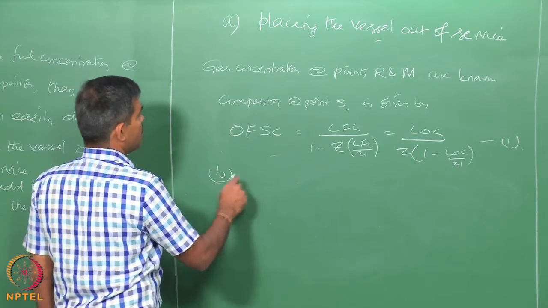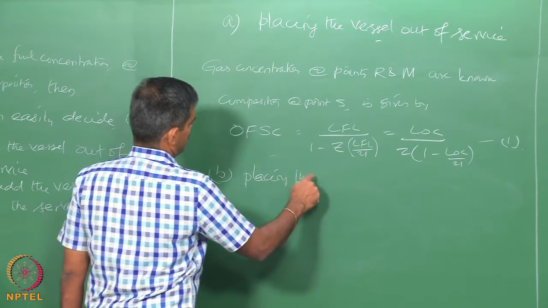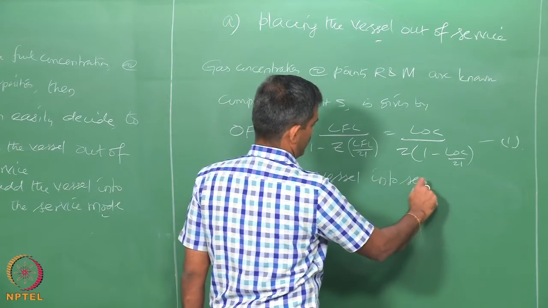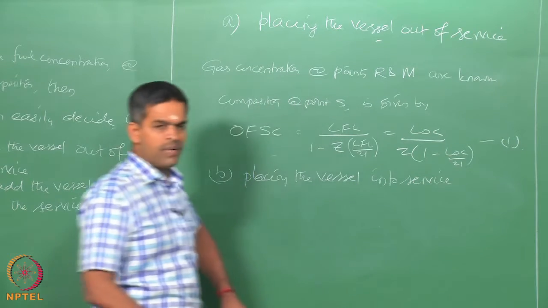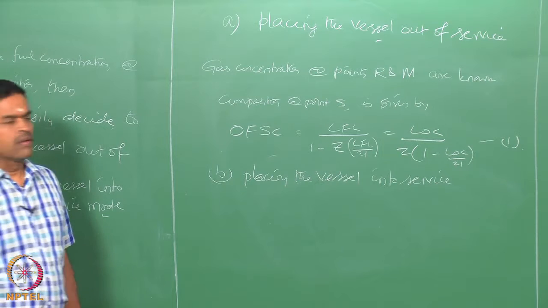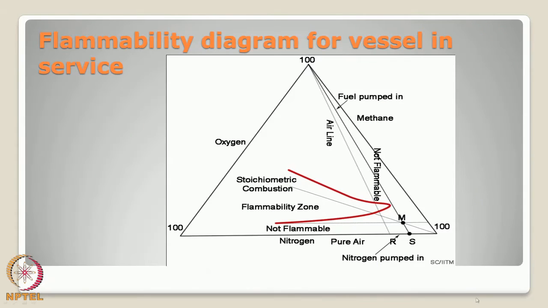I can also do this by placing the vessel back in service. Now, the fuel concentration or the fuel mixture is varied. Kindly pay attention to the flammability diagram now drawn on the screen. Let us say we are now bothered about the concentration S, which depends on the varied concentration of M and R, which is again going to take my fuel back into the non flammable region.